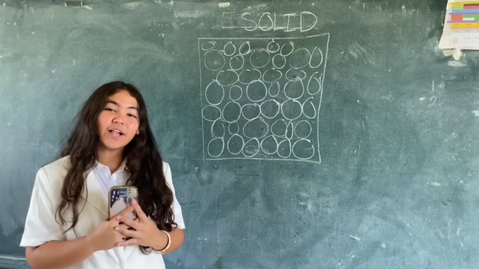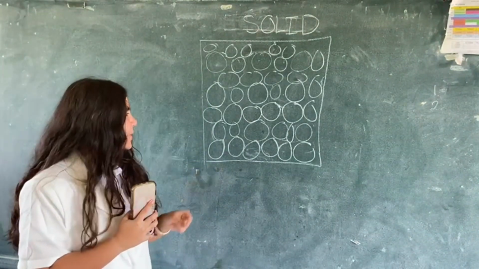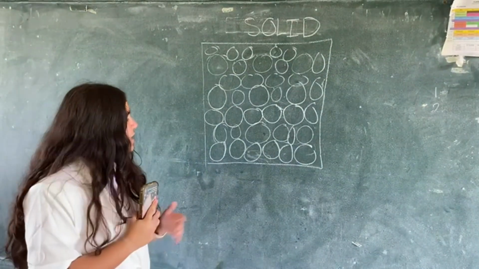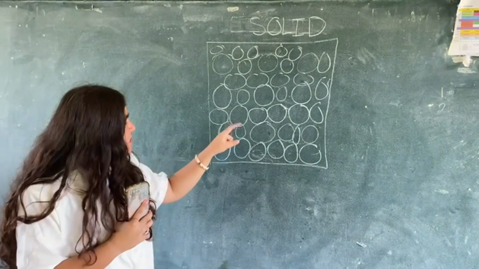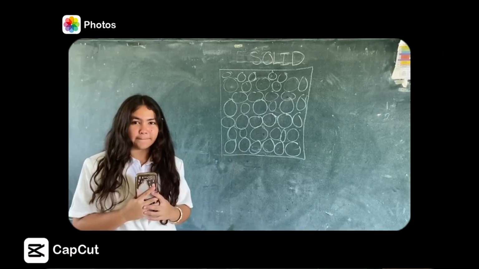An example to solid's particles is this one over here. The square represents the space. The circle represents the solid's particles. As you can see, solid's particles are very close to one another and there isn't space for any movements. That is why solid keeps its shape.